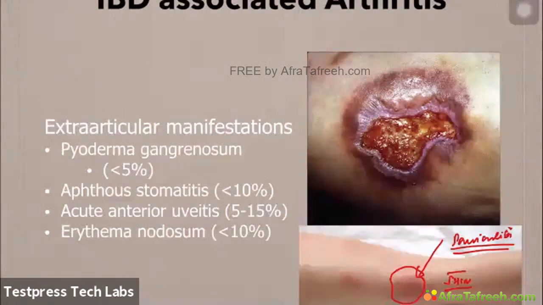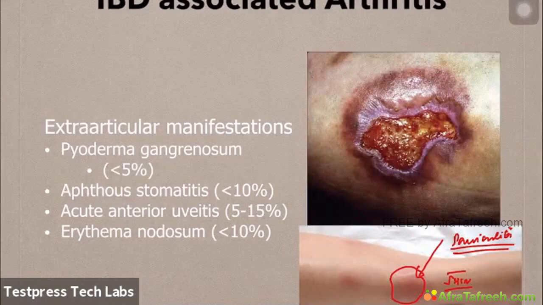Erythema nodosum is not specific for any particular disease. It can happen in many, many conditions, including tuberculosis, sarcoidosis, certain forms of leprosy, and it can happen in streptococcal infections. So many conditions can produce erythema nodosum. Even Behçet can produce erythema nodosum. So it's not like erythema nodosum is specific for Crohn's disease.